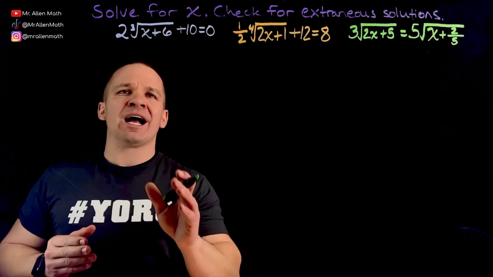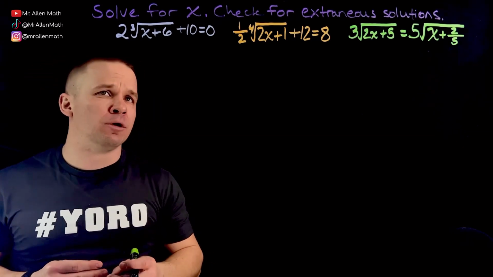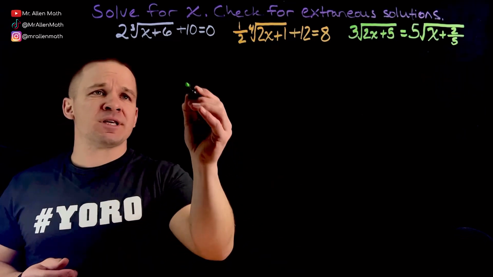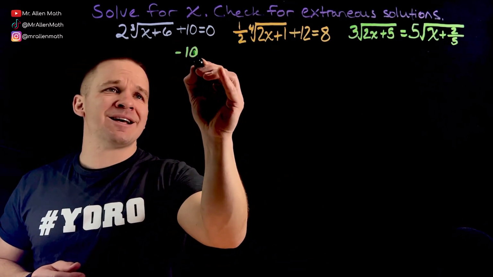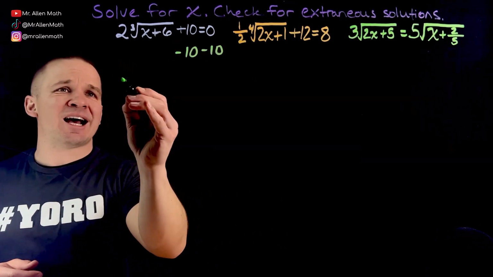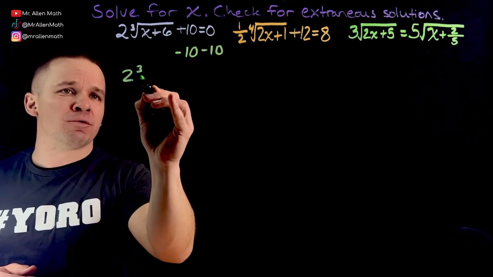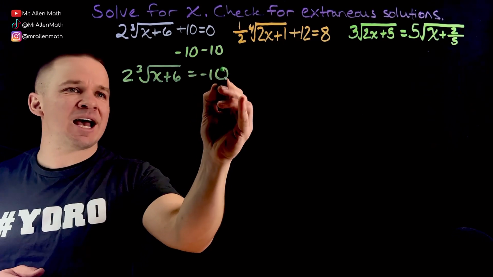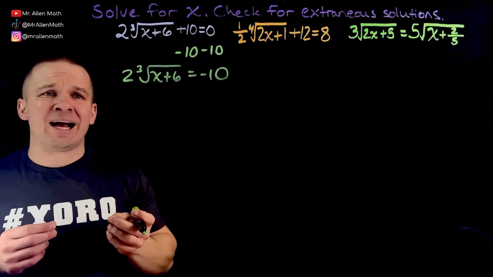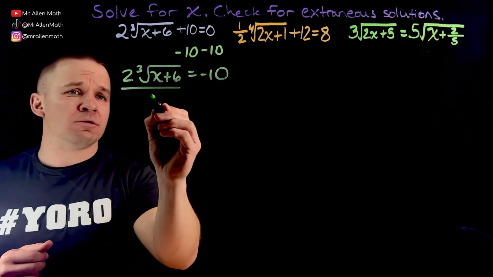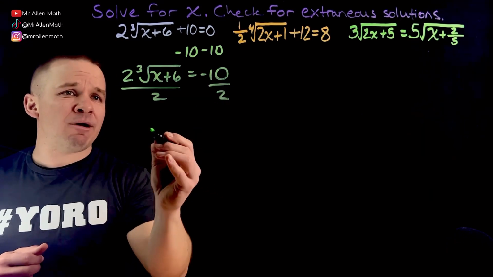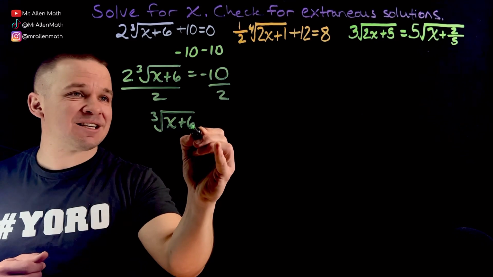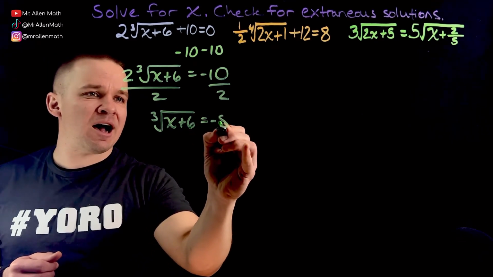First one here, I got a cube root. So we got 2 times the cube root of x plus 6, plus 10 equals 0. First thing I'm going to do is subtract 10 on both sides. And I have 2 times the cube root of x plus 6 equals negative 10. Now I want to get that cube root by itself, so I'm going to divide by 2 on both sides. And now I have the cube root of x plus 6 equals negative 5.